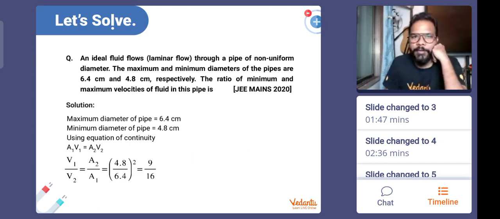So simply equation of continuity will say that A1 V1 will be equal to A2 V2. Say V1 is minimum and V2 is maximum. So definitely the value of A1 is more, A2 is less. So where area is more, velocity is less. Inverse proportionality, as simple as that. So you simply have to not even think much about it.